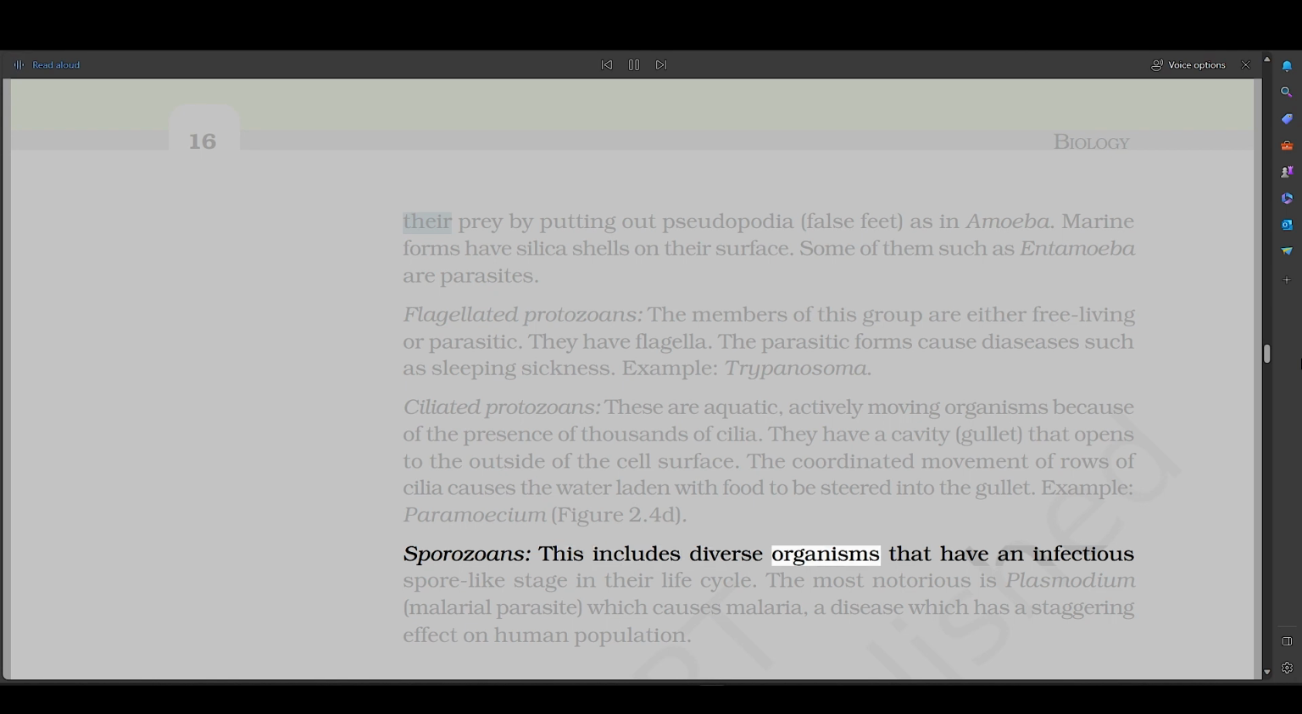Sporozoans: this includes diverse organisms that have an infectious spore-like stage in their life cycle. The most notorious is Plasmodium (malarial parasite), which causes malaria, a disease which has a staggering effect on the human population.